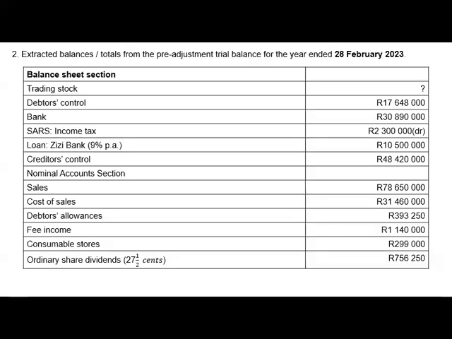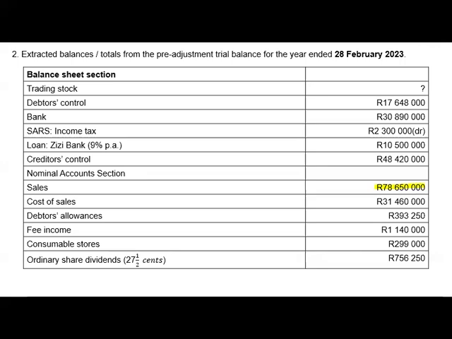And then for this year, we don't have trading stock, so we have to calculate it, right? And then we have debtors control and everything else. I'm not going to go through everything. I'm just going to go straight to my nominals. What do I do with the sales value here? I will put it straight in my income statement. And what must I do with debtors allowances? I need to minus debtors allowances.